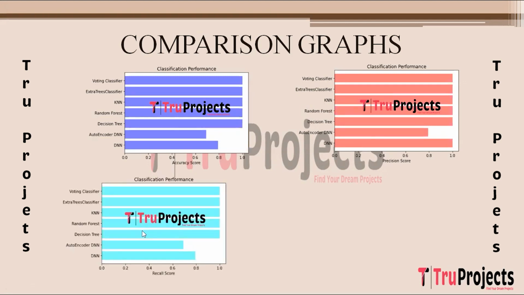This is recall scores comparison graph. In this graph on x-axis I have recall scores and on y-axis I have algorithm names. So recall measures the ability to identify all relevant instances, showing how many actual positives were correctly predicted.